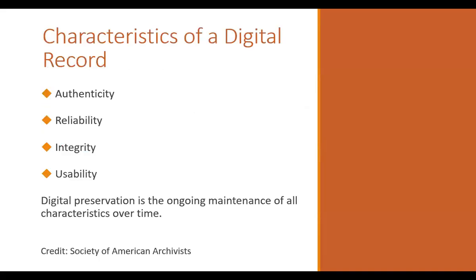to talking about the characteristics that we look for in a digital record. So I need to credit the Society of American Archivists again for this outline and these definitions. So we want our digital records to have these characteristics: authenticity, reliability, integrity, and usability. And digital preservation is maintaining all of these traits over time. So I'll go through and talk a little bit more about each of these characteristics in the next couple of slides.